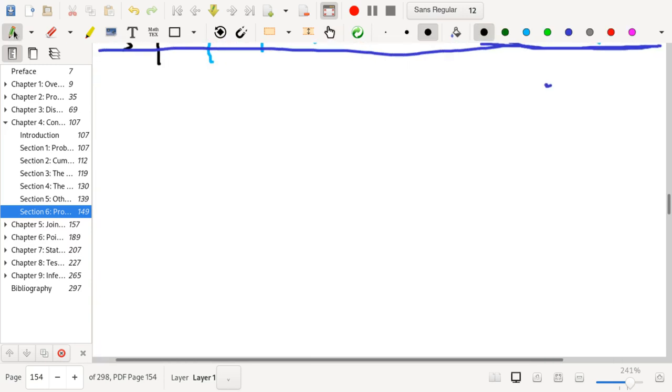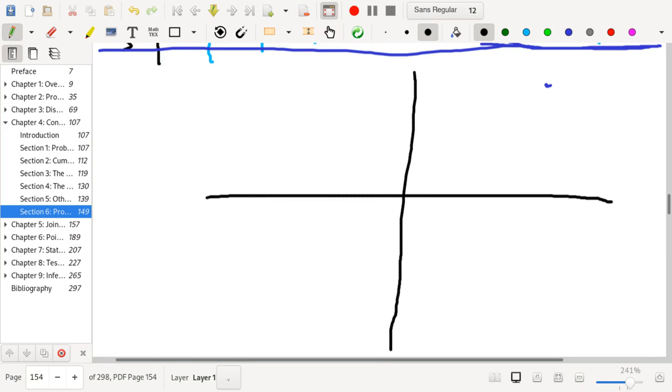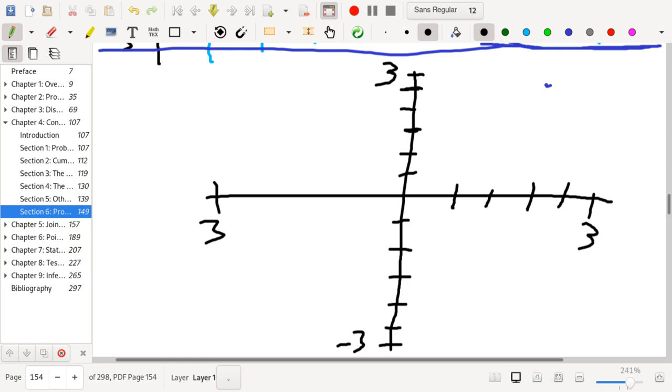So we're going to have an x-axis and a y-axis. And we'll have things range from negative 3 to 3. So this will be negative 3, this will be 3. I think I'm going to have 6 tick marks. So 1, 2, 3, and then tick mark, tick mark, tick mark, tick mark, tick mark.